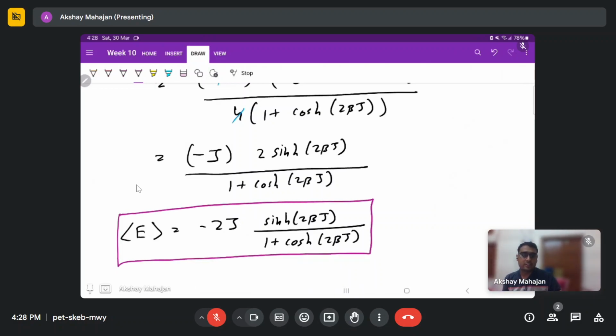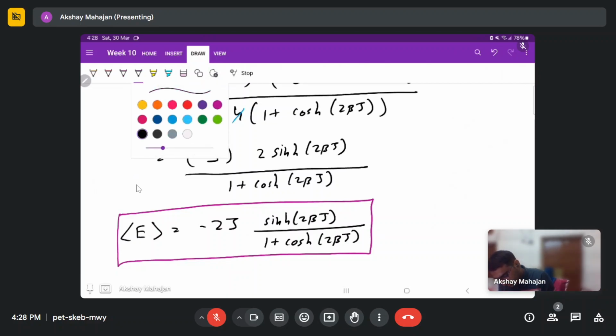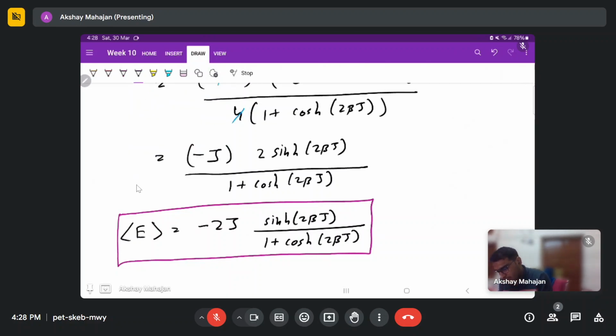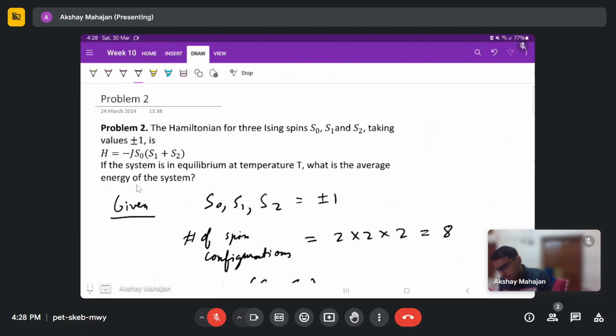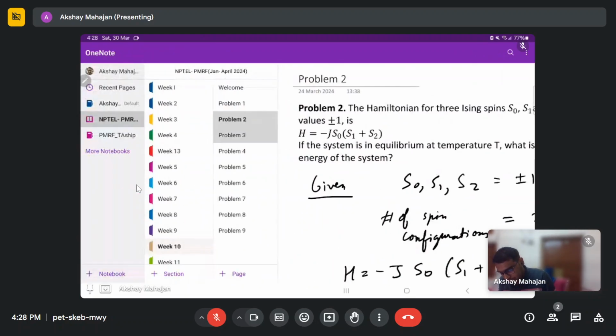Okay, so our final answer is minus 2 times J sinh(2βJ) divided by 1 plus cosh(2βJ). Right. So this is what we have to find. Let's go on to problem number 3.